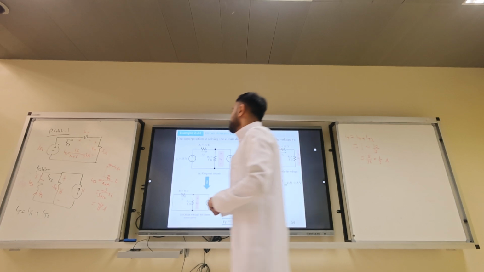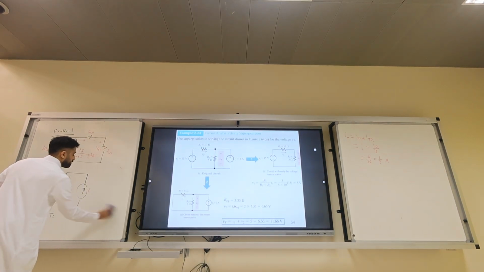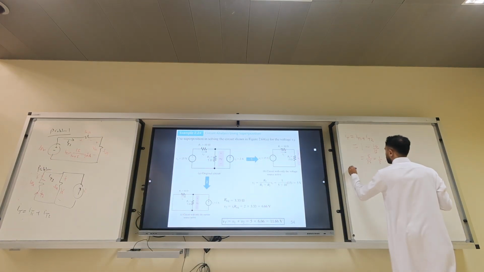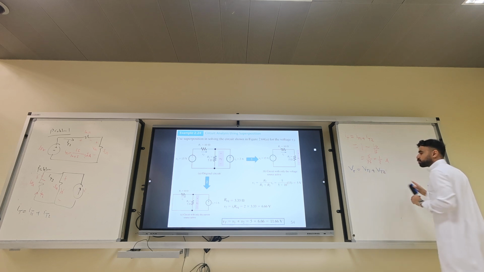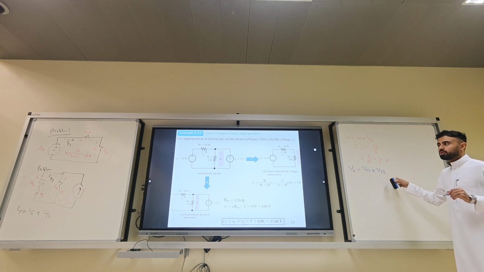How about VT? I'm gonna erase this. To get VT, what is VT? VT is VT1 plus VT2. Superposition, the solution of problem 1 plus the solution of problem 2.